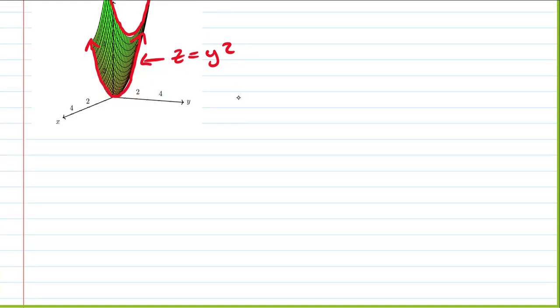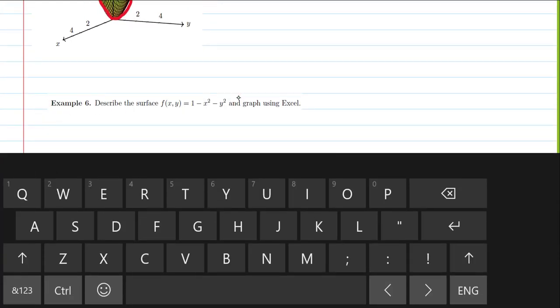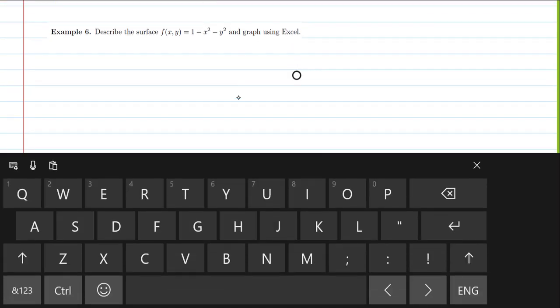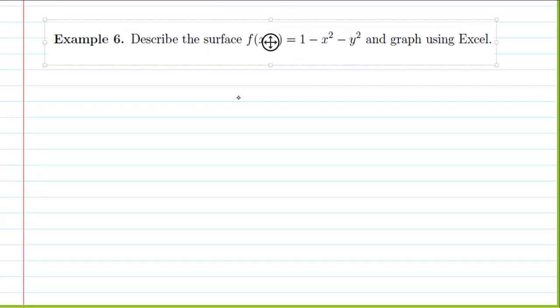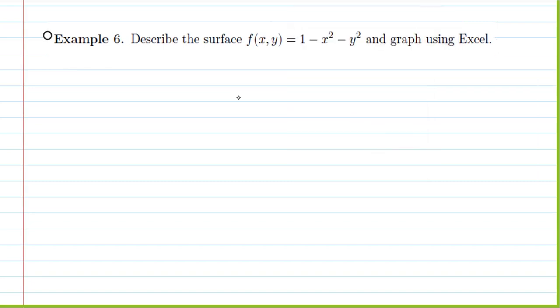All right, so let's take a look at this guy and see if we can figure out what this surface looks like, and then we're going to draw a graph of it using Excel. So we have f of xy equals 1 minus x squared minus y squared.